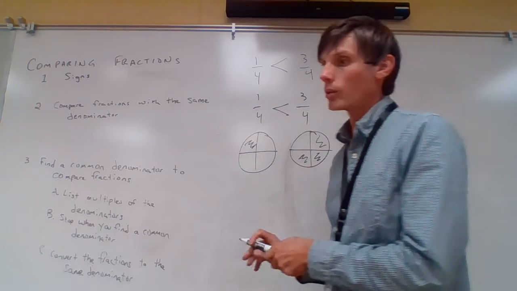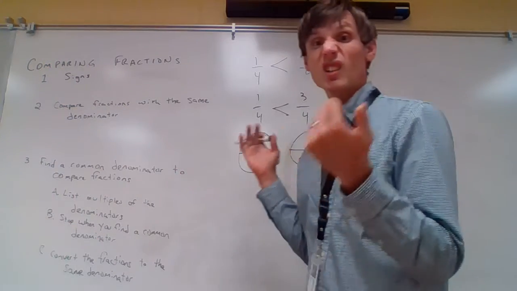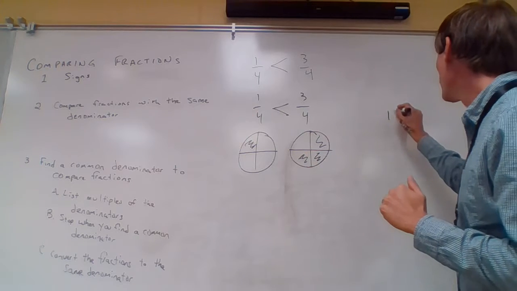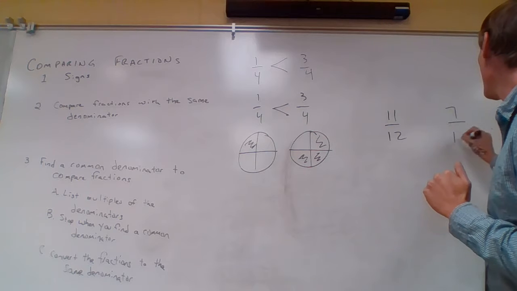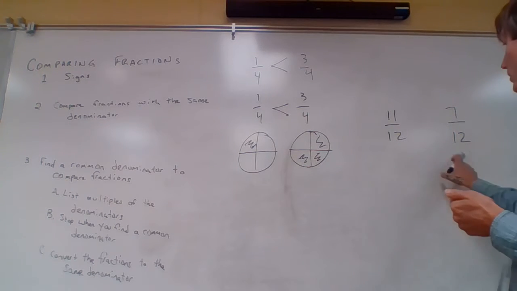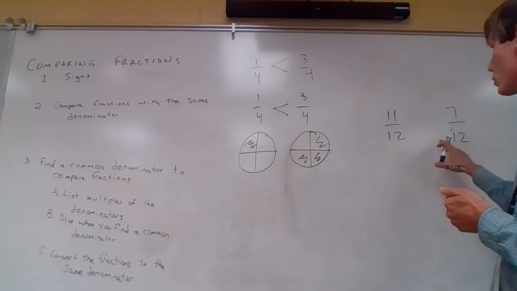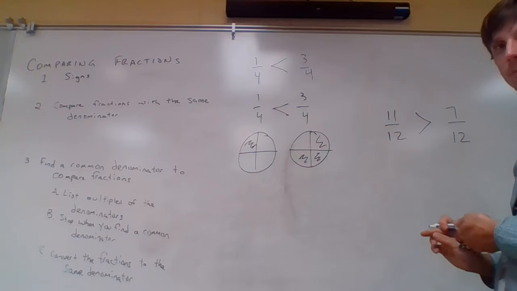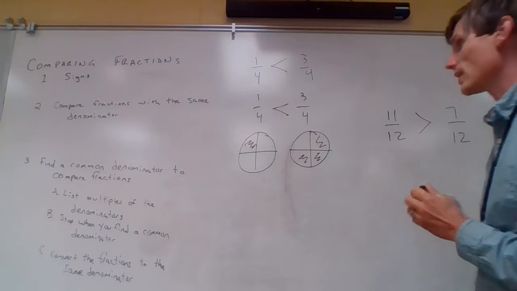Another quick example: 7/12 and 11/12. It's the same number of parts, 12 parts, and then 11 of those 12 parts versus 7 of those 12 parts. It's really clear which one's bigger, so we put the greater than sign. That's simply comparing fractions with the same denominator.